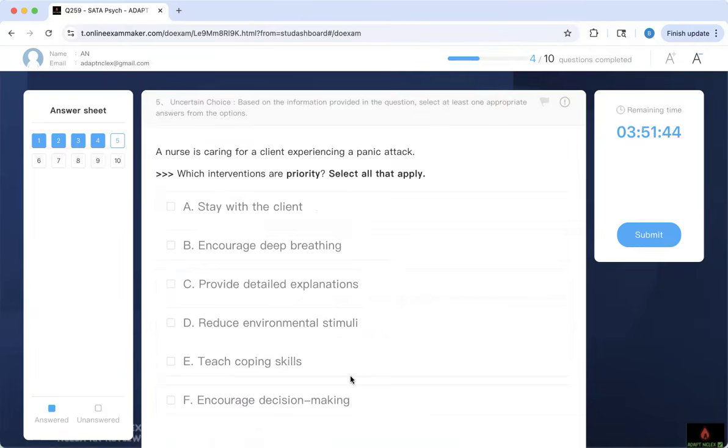And this is caring for a client experiencing a panic attack. What do you do when you see a patient who is having a panic attack? What is the priority? Remember, there is a word priority there. Stay with the client, encourage deep breathing, provide detailed explanation, reduce environmental stimuli, teach coping skills, and encourage decision making.